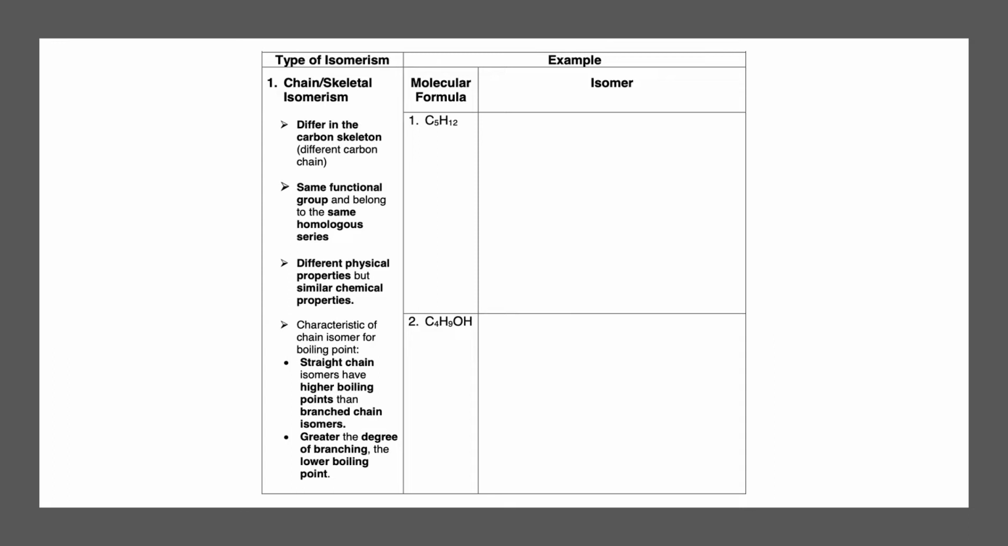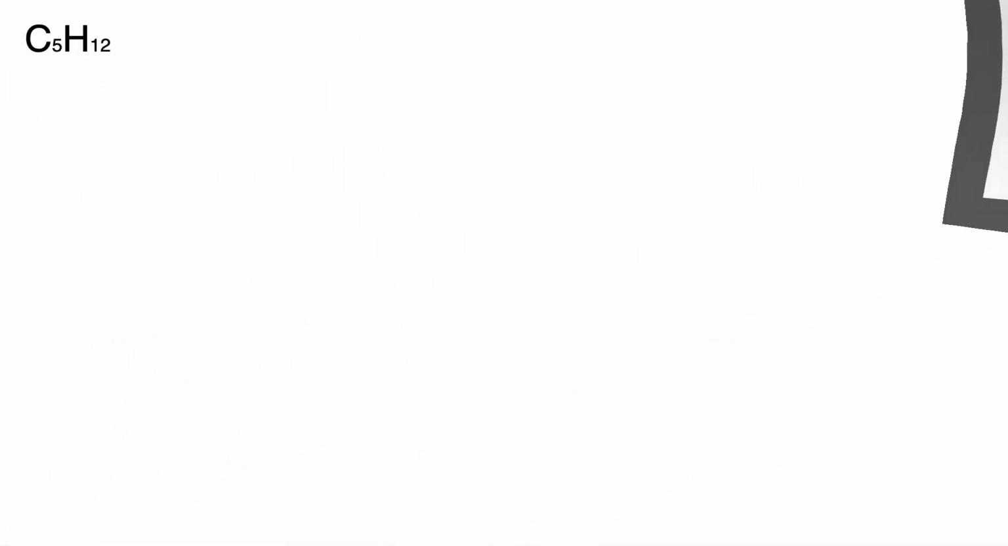Physical properties means in terms of boiling point and in terms of state, they might be different. But in terms of chemical properties, because they have the same functional group, they will undergo the same reaction. So I want you to refer to the notes. I'm going to explain by drawing so that you can understand. So let's begin with this example. How can we say that it is a chain isomerism?